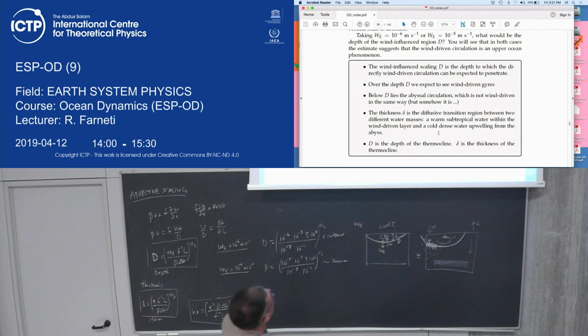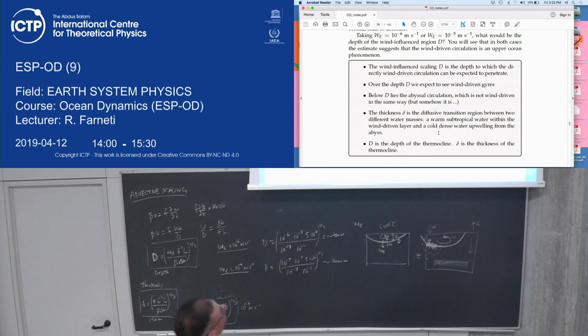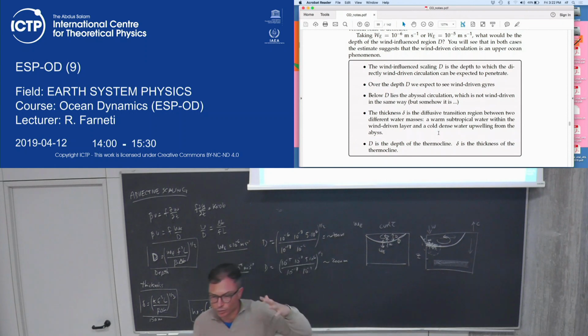Okay. So to summarize, the wind influence can be understood from the advective scaling, and so you get a depth d of the depth influence, which is directly wind driven. So how deep I can feel the wind is given by this depth d, where I have the Ekman pumping directed in this case downwards. Over the depth d, we expect to see wind-driven gyres. So between the surface and the depth d is where I have a wind-driven gyre, which can be something like 700 to 2000 meters deep. That's where I feel the wind.